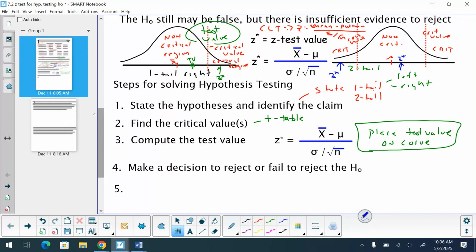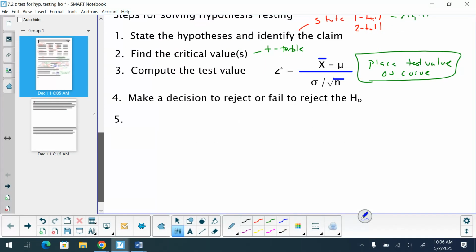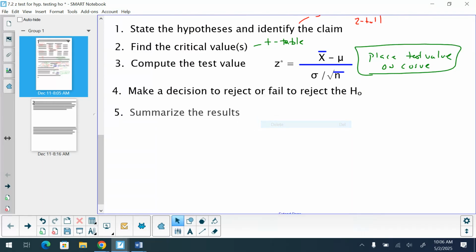So you look at where your test value falls on the number line. What side of the critical value do you have? Then you make a decision: do we reject or fail to reject the null hypothesis? And the last step is to summarize your results, or state your conclusions. Your conclusions are going to be, I reject the null hypothesis of the population mean being this, or I fail to reject the null hypothesis of the population mean being less than or equal to a specific value.